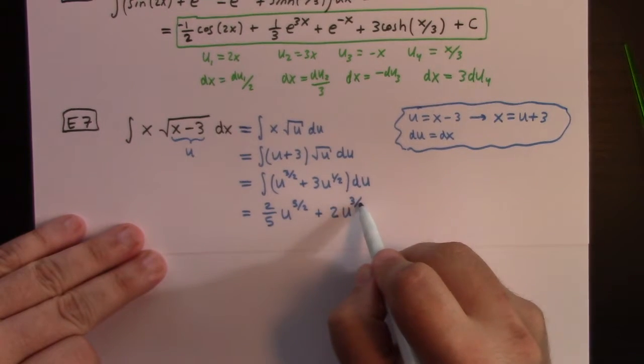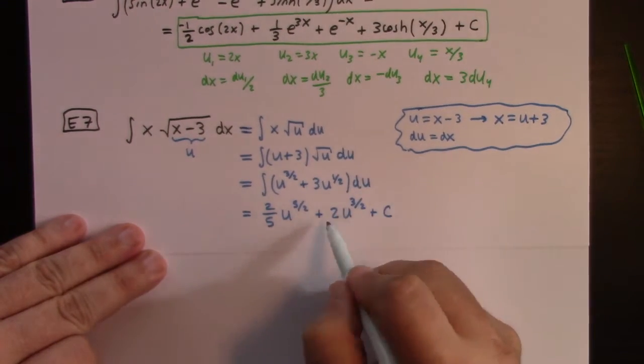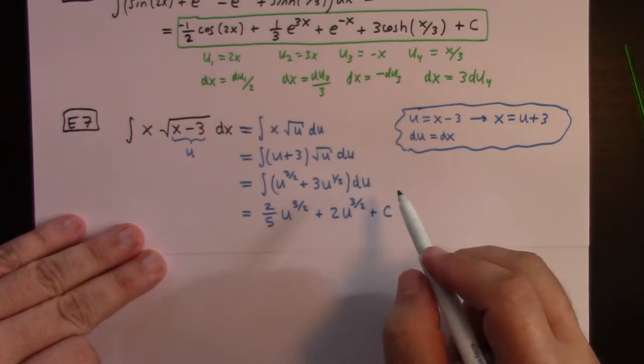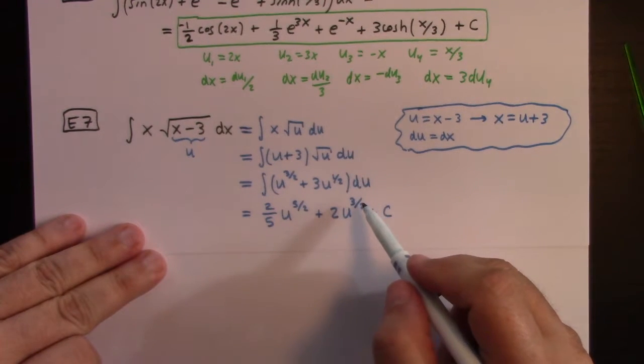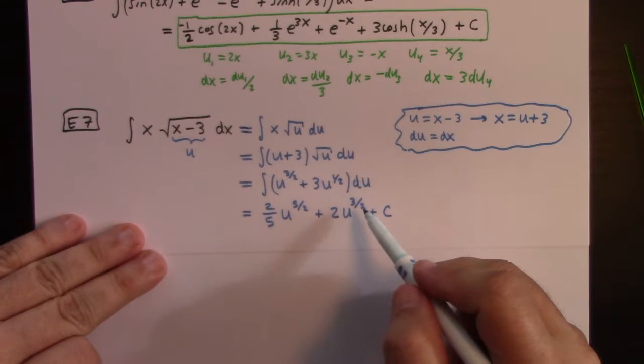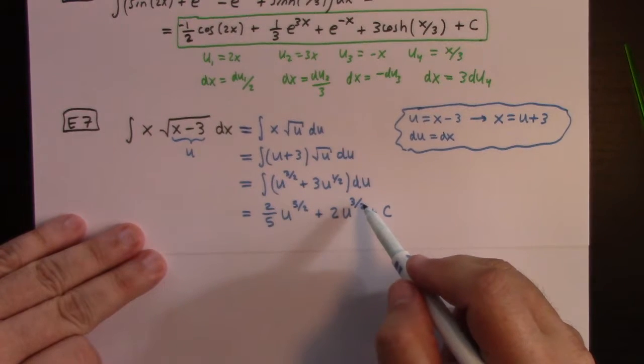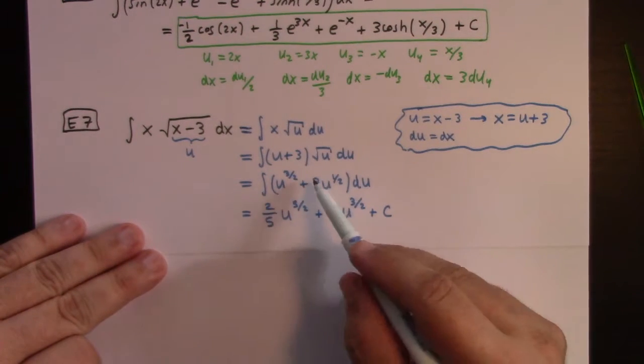Now to check myself on that, you can differentiate this. The derivative of this is 3/2 u to the 1/2. So the 3 and the 2 and the 2 cancel, giving me 3. Okay, makes sense.